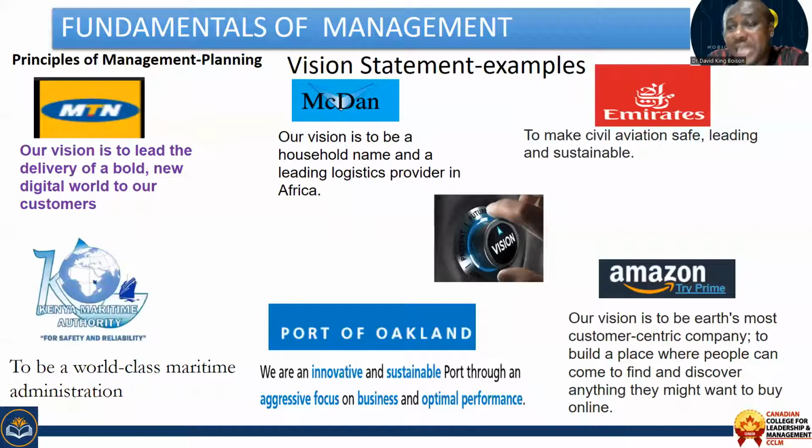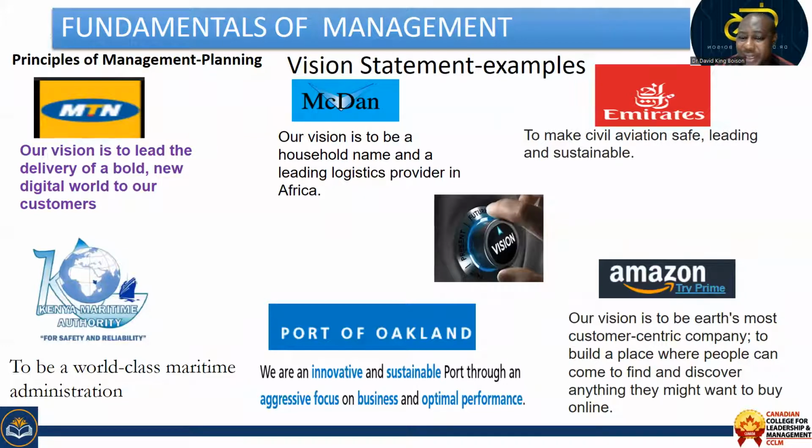The day I saw this, I said, this is deep. A bold new digital world to our customers. That's what they want to do. Look at Amazon. Amazon says that our vision is to, someone should read Amazon for me. I need one student to do that. Amazon, Pearl, okay, go ahead. Our vision is to be the most customer-centric company, to build a place where people can come to find and discover anything they might want and buy online.